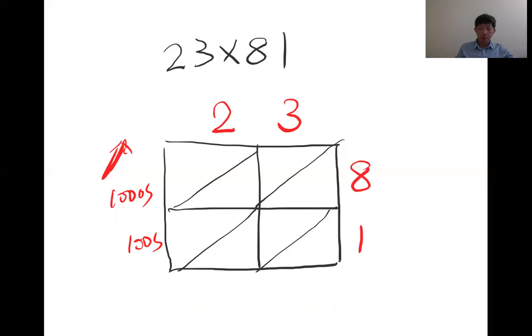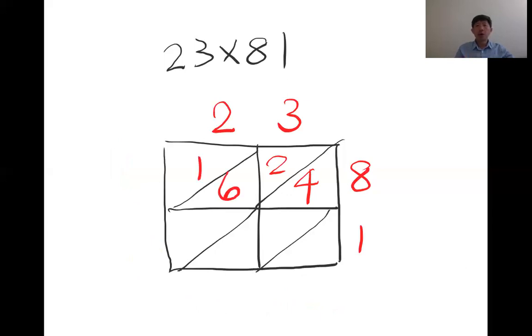All right, so now I'm going to erase these. Let's fill in the blanks. Now we're going to fill in this. 3 times 8, how many? 24. 24, put the 2 and 4 there. 2 times 8, how many? 16. So put 1 and 6 there. 3 times 1, how many? 3. So put 0, 3 there. 2 times 1, how many? 2. So put the 0 and 2 there, okay?